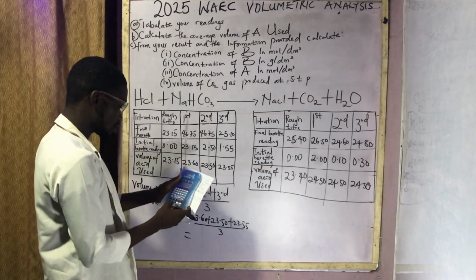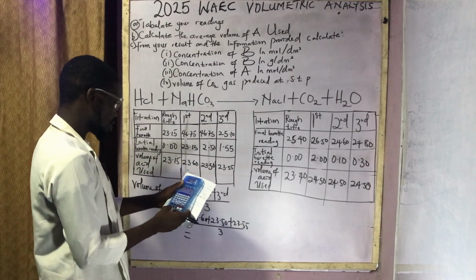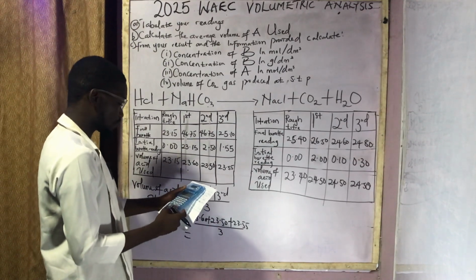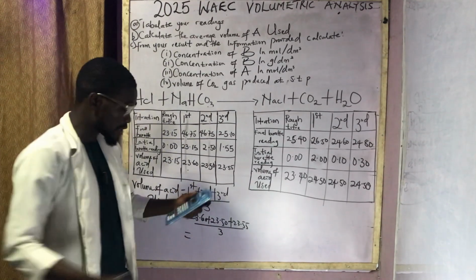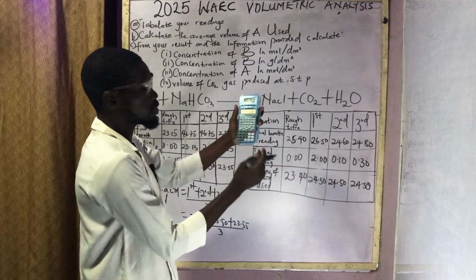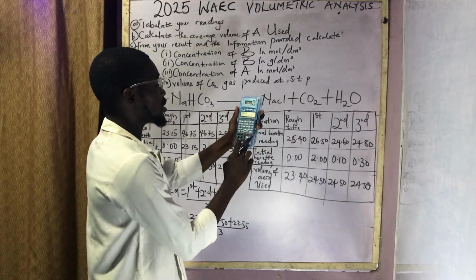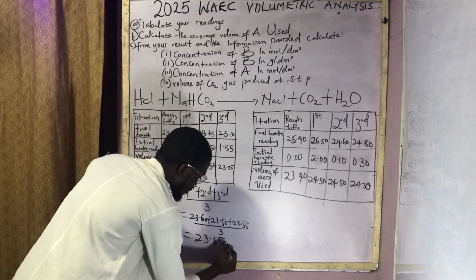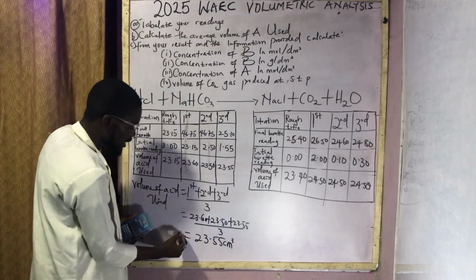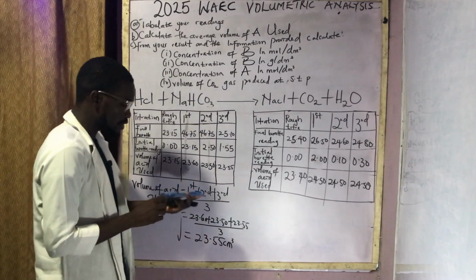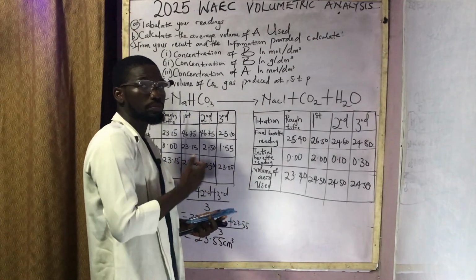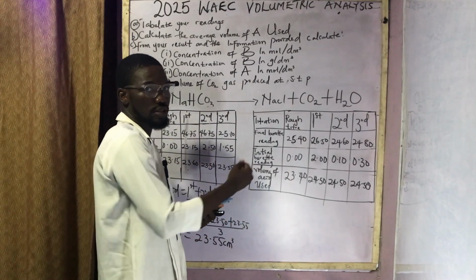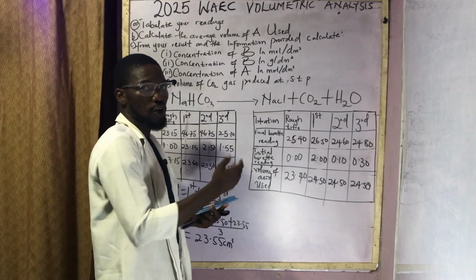So what are we going to have? 23.60 plus 23.50 plus 23.55. Come closer, you can see, divided by 3. So we have 23.55 cm cube. This is the table of values. And don't forget that this particular practical we are watching today is likely a correction to the forthcoming examination.